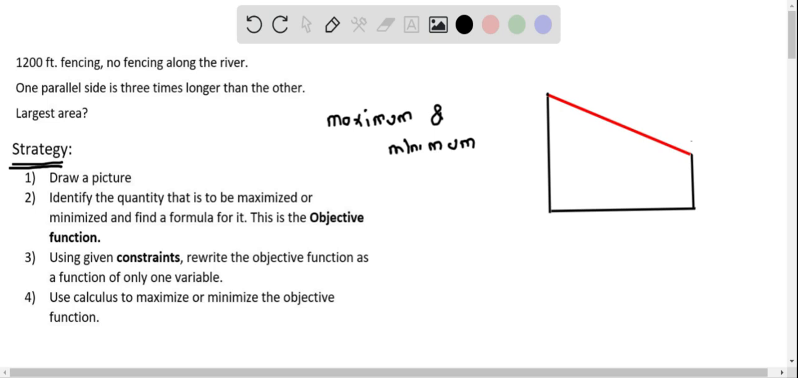So initially we have to draw a picture, and once we have drawn the picture, we have to identify the objective function. This is basically a quantity which has to be maximized or minimized, and then we have to write a formula for that. In the third step, we have to find the constraints, and using the given constraints, we can rewrite the objective function in terms of only one variable. And finally, we will use calculus to maximize or minimize the objective function. So let's start to do each step one by one. Let's focus on the first step, which is drawing a picture using the given information.